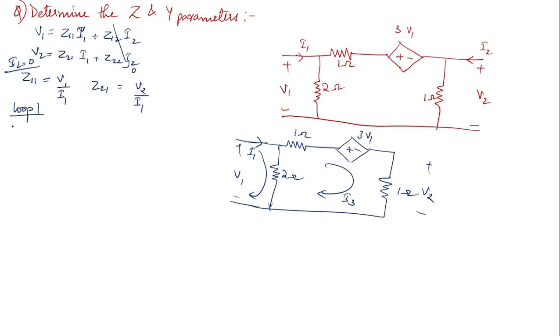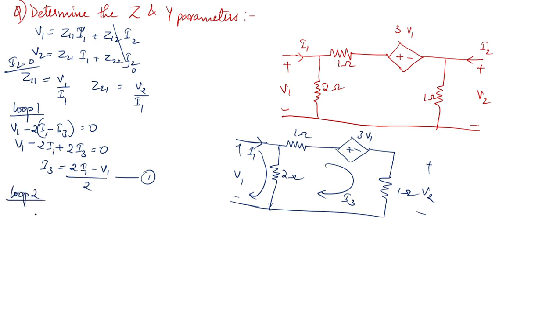So you have loop 1: V1 minus 2 times (I1 minus I3) is equal to 0. You can just find out what is I3. I3 is an external current that you have marked, it is not there in your original current, so it is always desirable to eliminate the extra values that you are providing. So I3 will be (2I1 minus V1) whole divided by 2. You can mark this as equation 1 and you can write the loop equation for the second loop. That will be minus 2 into I3 minus I1, minus I3, minus 3V1, minus I3 is equal to 0.